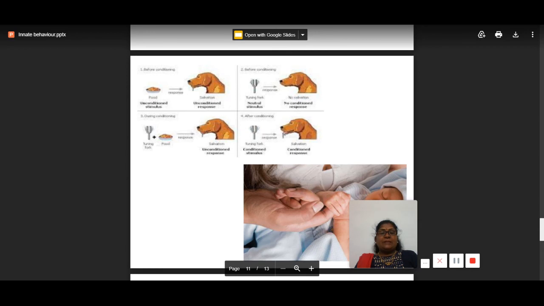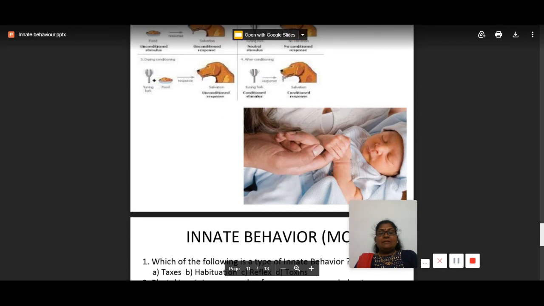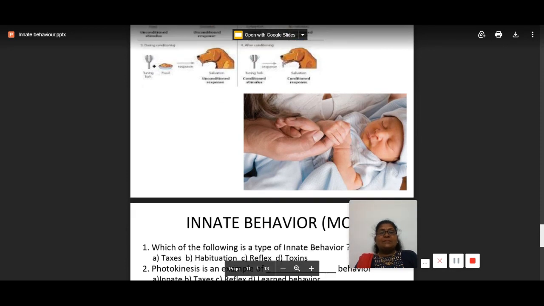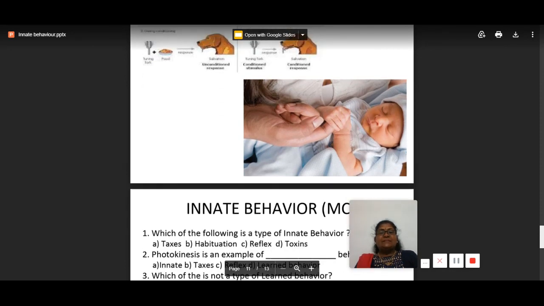So in that case, the bell is rung and the dog drools with the food, but sometimes the bell rings without food, and the dog drools. So these are what we call reflexive actions, without learning or practice, because they are already inside the body.